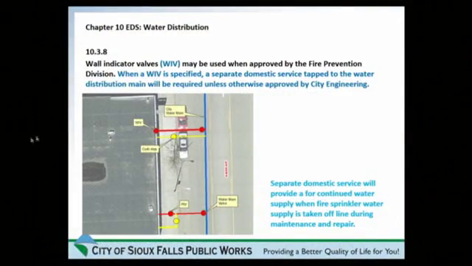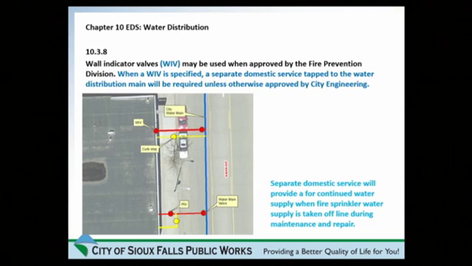Good evening. Jeff Dunn with Public Works Engineering. I'm the water distribution principal engineer, and I wanted to discuss 3 changes to Chapter 10 of the engineering design standards for your approval moving forward. Section 3.8 deals with valving and isolating fire lines that run into buildings.